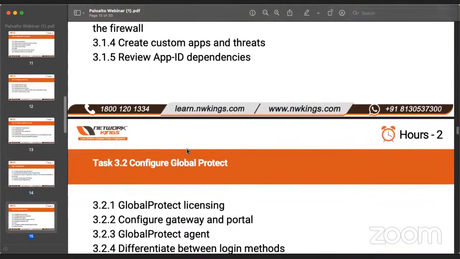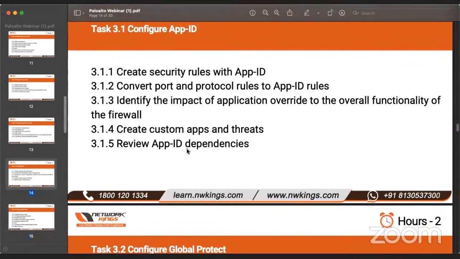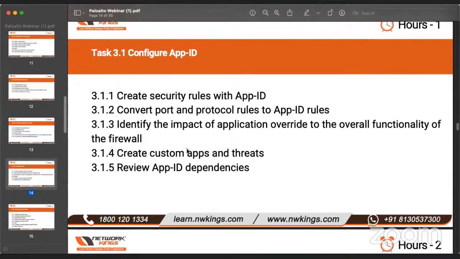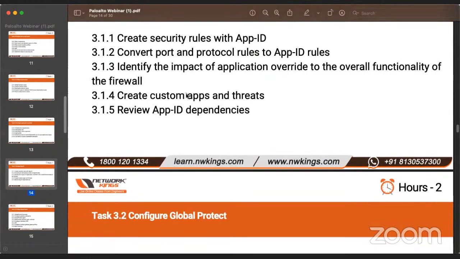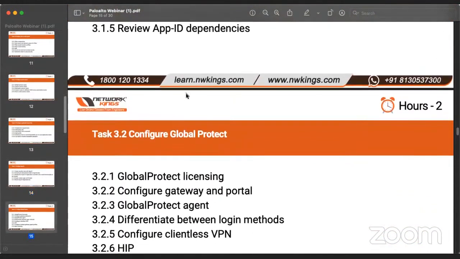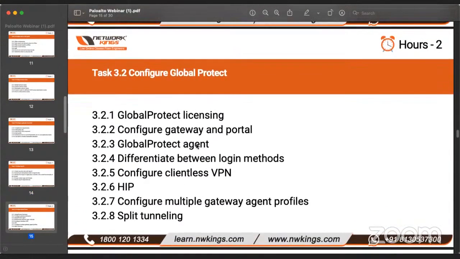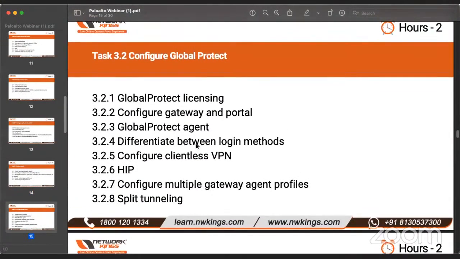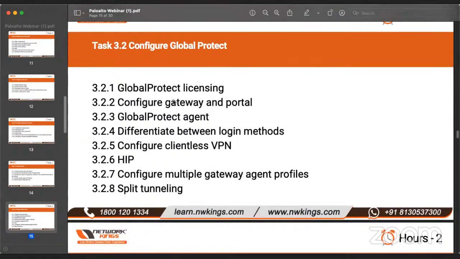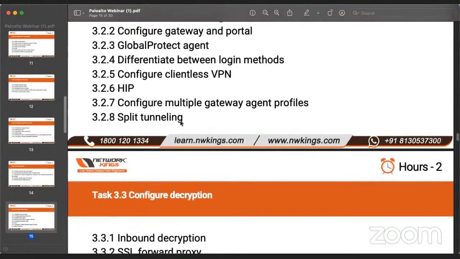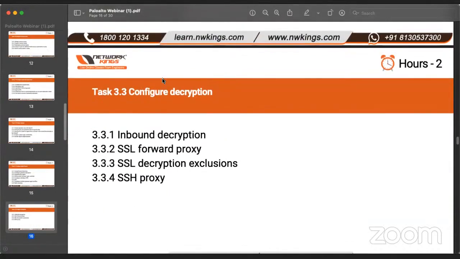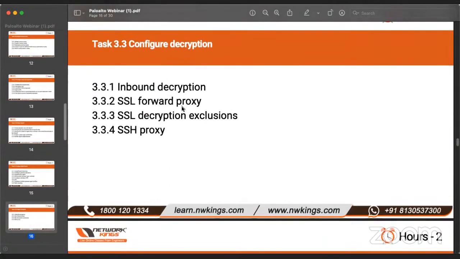All right. Just quickly skimming through the curriculum assets. We have to talk about App ID, which we'll be covering in the initial part itself. Then we have to talk about Global Protect, the remote access VPN. Similar to Cisco AnyConnect, Palo Alto offers something known as Global Protect. So we have to understand a little bit of theory about what is a gateway, what is a portal and all. Then we'll be doing a lab to simulate this and see how it is working. Then we'll talk about SSL decryption, forward proxy and reverse proxy as well.